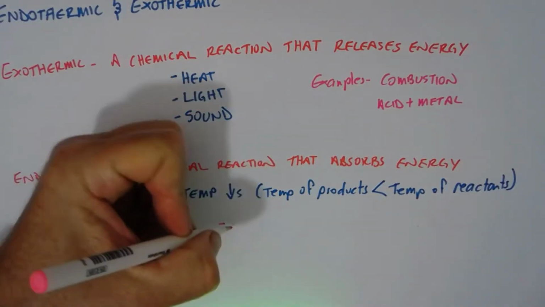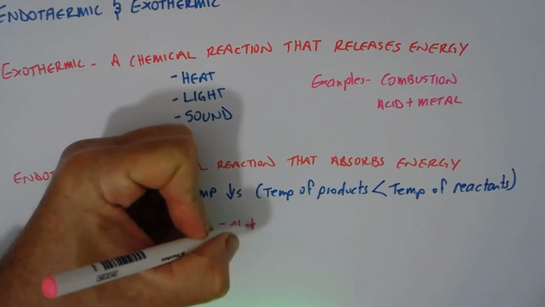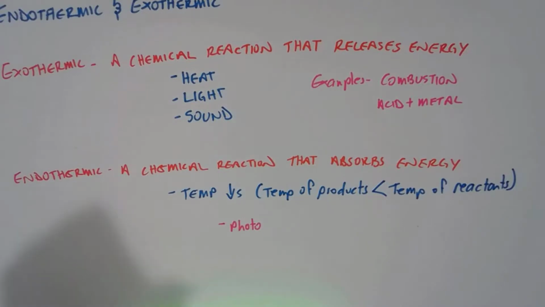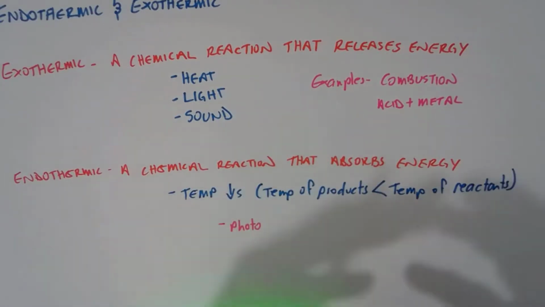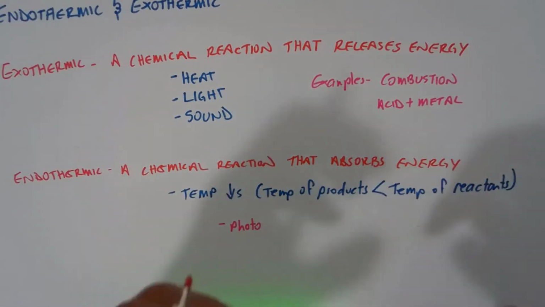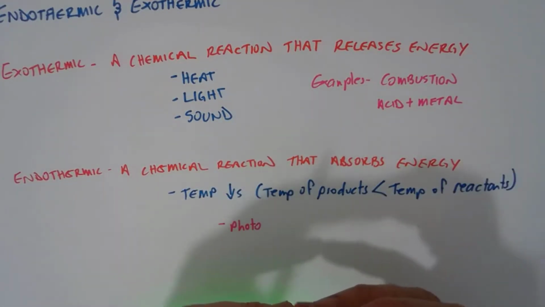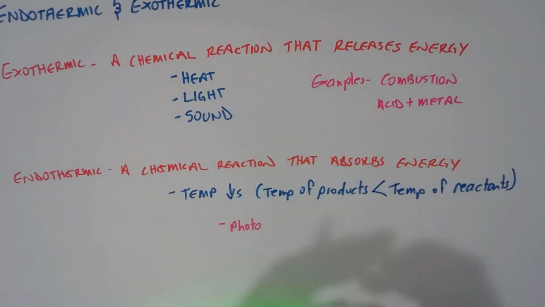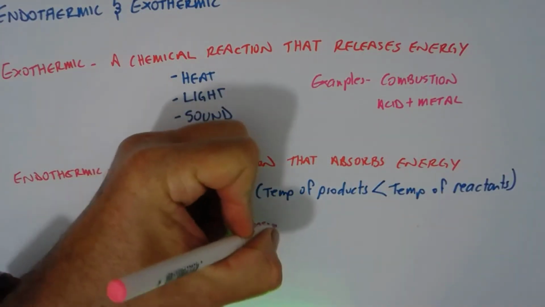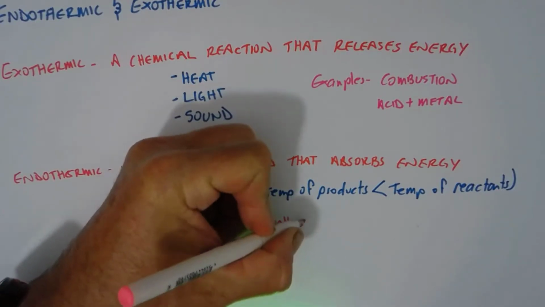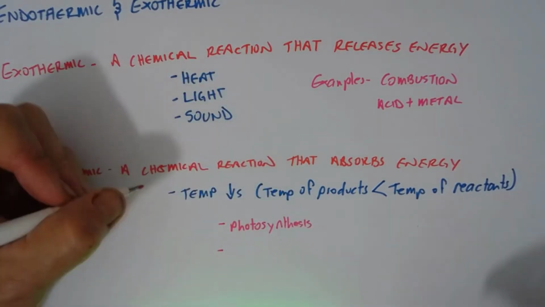Some examples of endothermic reactions include photosynthesis. So when you think about it, photosynthesis, a process of plants taking energy from the sun and holding it within glucose. So the bonds within glucose contain a lot of energy, and that energy comes from the sun. So photosynthesis absorbs and stores energy. So that one is hard to understand.